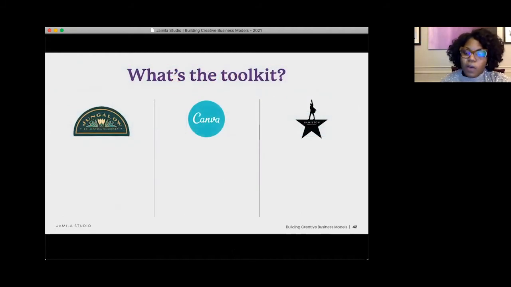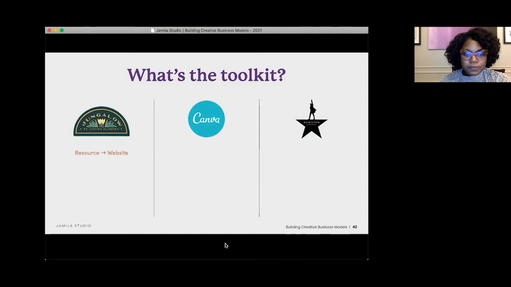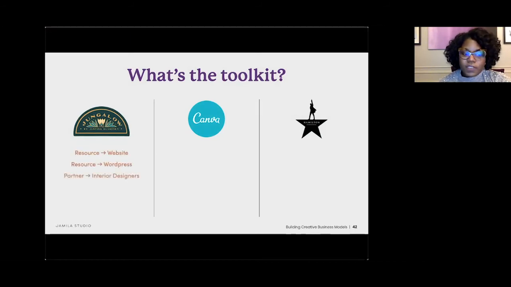Cool. So let's talk about what's in the toolkit for each of our examples. The Jungalow has a website that's a resource. They have WordPress, which is software that they use for their website. And their partners are interior designers. As a home decor retailer, they partner with interior designers from time to time who might recommend their products or use them for their clients. So interior designers become a partner for a product business like the Jungalow.